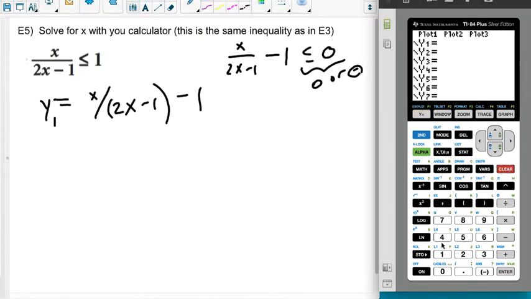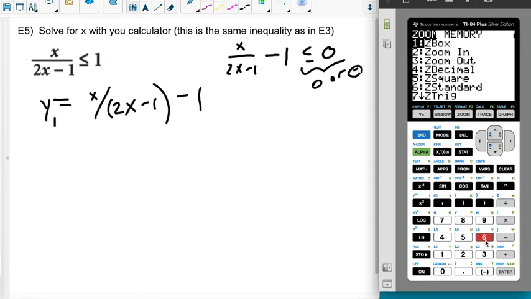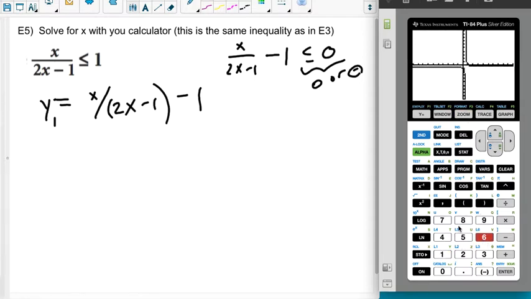That's what I'm looking for with my eyeballs. So when I go to my y1, I have an x divided by, in parentheses, 2x minus 1, close the parentheses, all minus a 1, right? And I'm going to go ahead and zoom 6 for now. And there's my graph. And I want when this thing is physically negative. Well, you can see that it's physically negative all the way over here, right? And I look up here and I see that there seems to be a root somewhere in here.